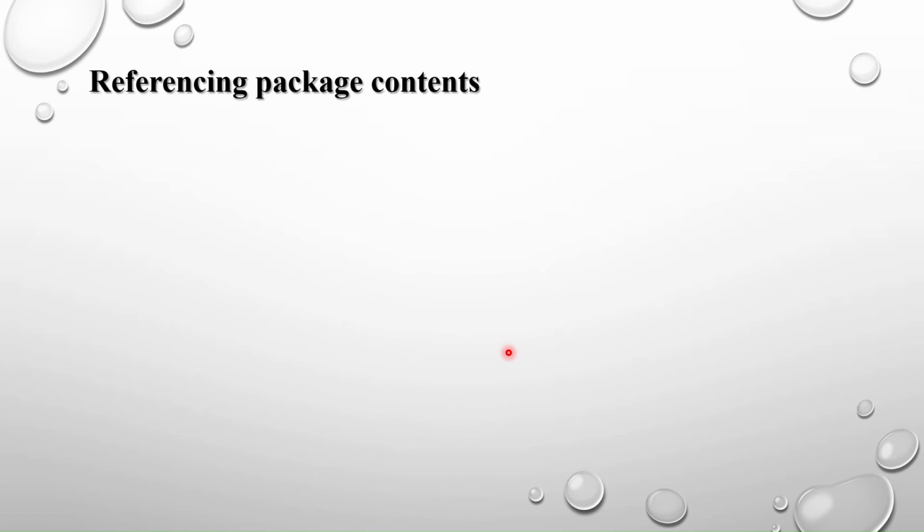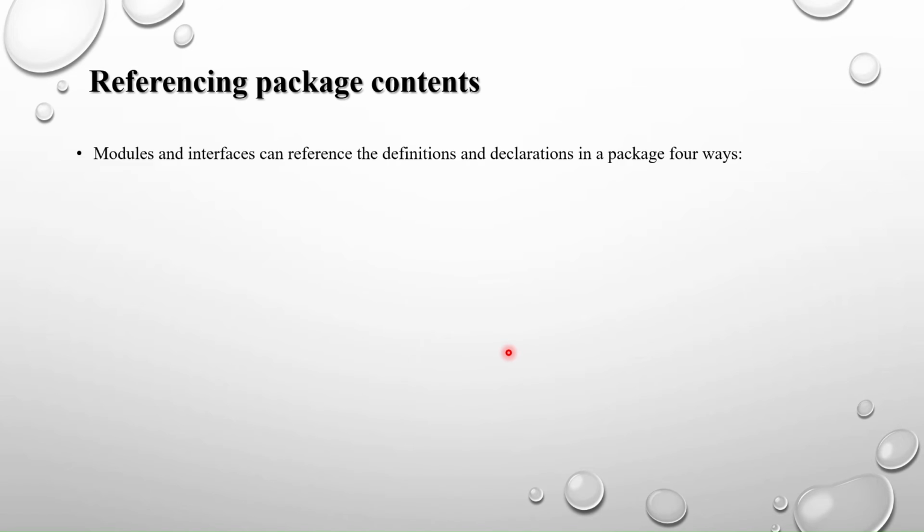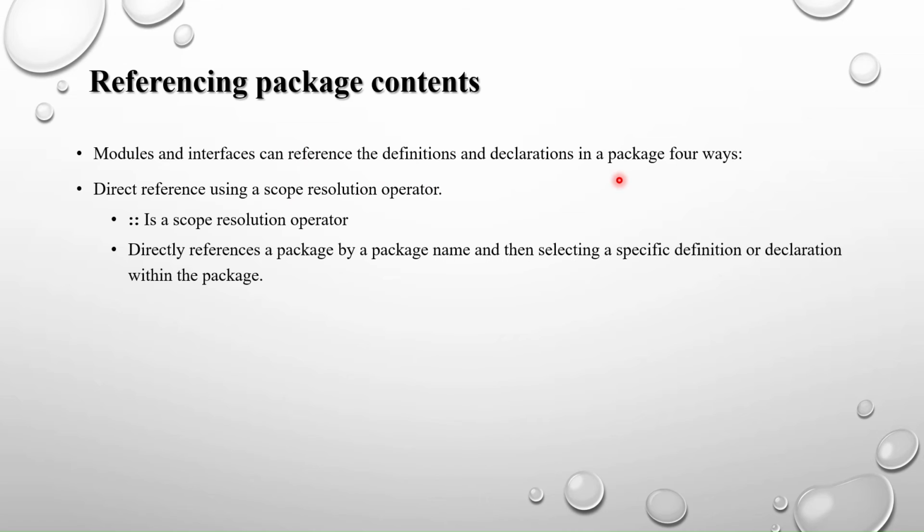And referencing package contents. How can we reference the package contents? Modules and interfaces can reference the definitions and declarations in a package in 4 ways. There are 4 ways to reference the package contents. The first one is direct reference using a scope resolution operator. Here these double colons are the scope resolution operator. By using this, we can directly reference the package contents.